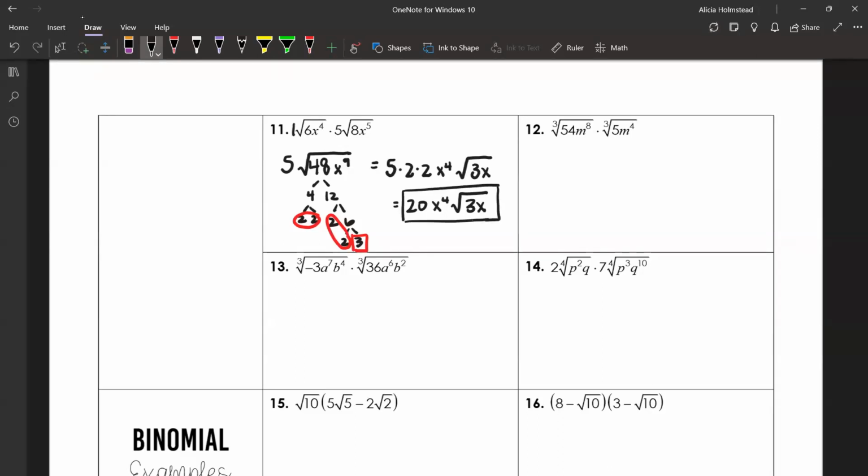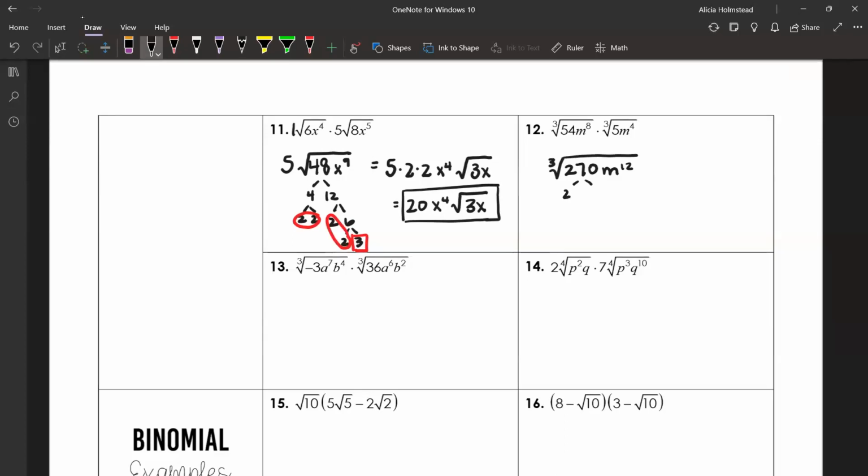Alright, number 12. We've got no coefficients, just insides. So go ahead and multiply those together. 54 times 5 looks like that's 270. And then we have m to the 8 times n to the 4th, which will add those, so we get m to the 12.